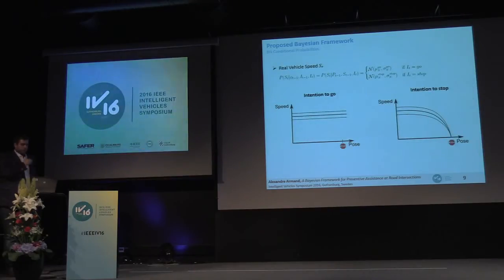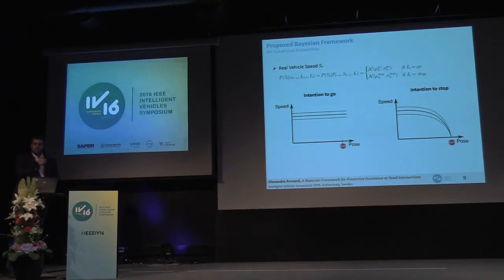So I start with the vehicle speed. The real vehicle speed actually highly depends on the intention of the driver. If the driver has the intention to go, then we can consider that the speed of the vehicle will be more or less constant. This is what we see on the left. However, if the driver has the intention to stop, then we will get such a speed profile. The vehicle will decelerate to the intersection.